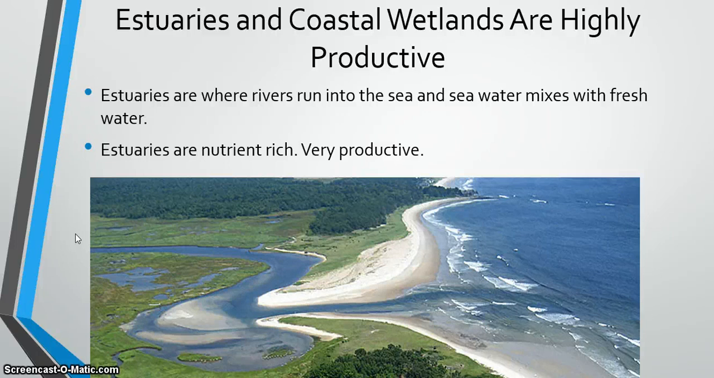This area is receiving nutrients from both the ocean and from the runoff from the rivers, so there are a lot of nutrients to make it very productive. And since it has a diversity of plant life, very productive, you also find a lot of different types of animal life in estuaries.